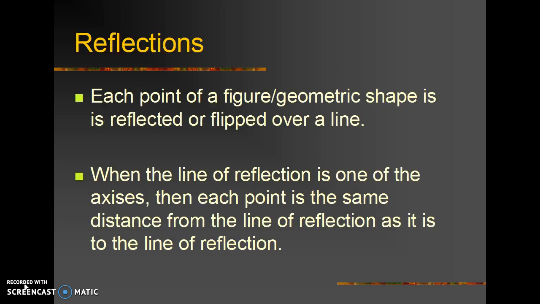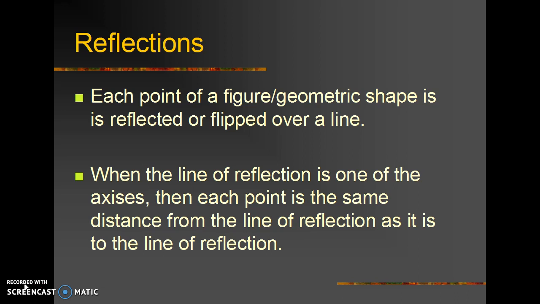We're going to begin the second kind of transformation, reflection. A reflection is a point or set of points in a geometric shape that is reflected or flipped over a line. For now, that line that we are going to reflect over is called a line of reflection, and it will usually be the x-axis or the y-axis.